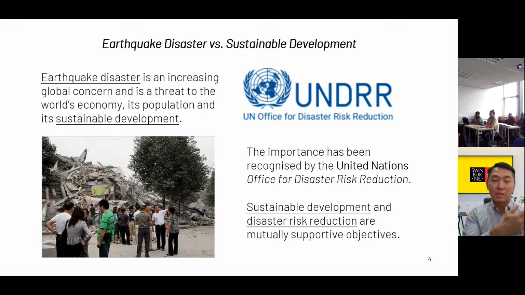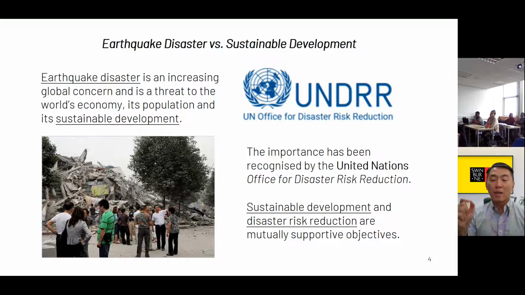Because when a disaster occurs, it will affect the economy of the affected region. And because of the globalized nature of the whole world, the economy and all the population in the world would also be affected. It has actually been recognized by the United Nations, and there is an office for disaster risk reduction, which has a role to specifically address this matter.